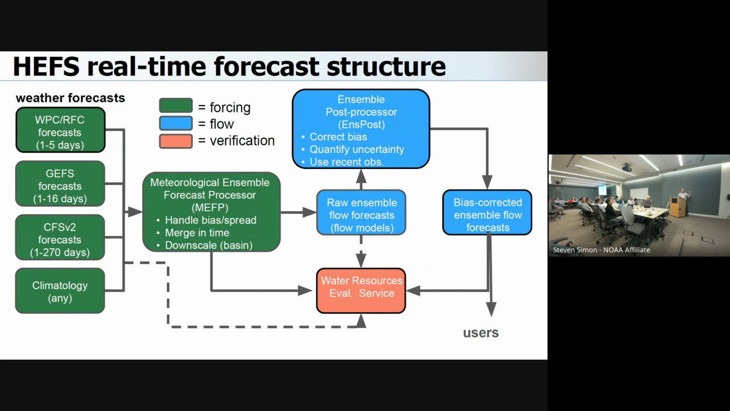In real time, this is how HEFS works. There are a number of options for the models that you would like to use, and you can use a blend of these on the left, like the WPC forecast. The RFC has a QPF forecast based on that. GEFS, that's our bread and butter. It can also use CFSv2 and climatology. Those all go into a preprocessor called the MEFP.